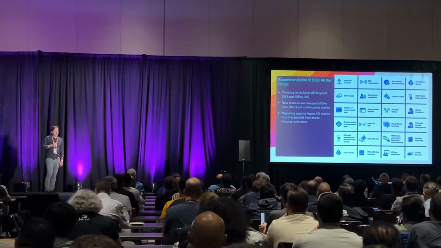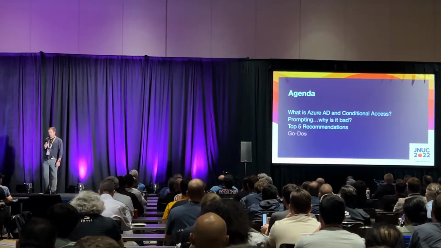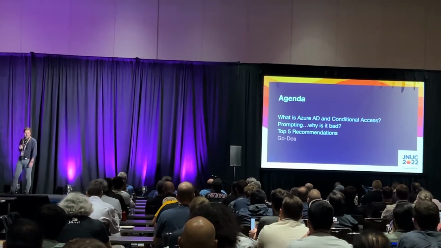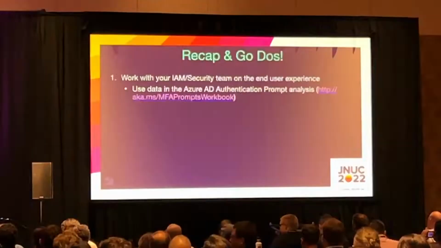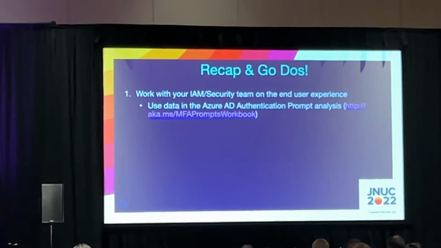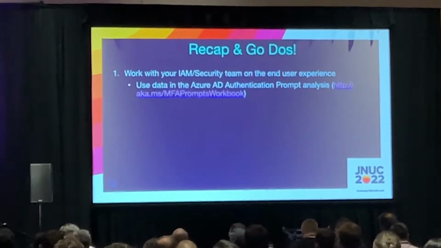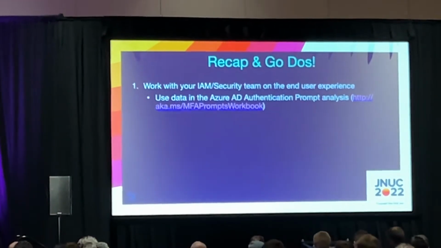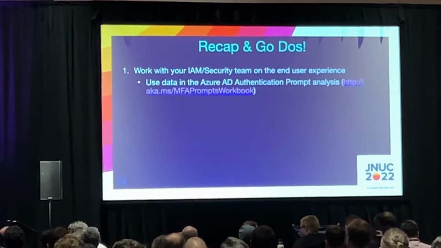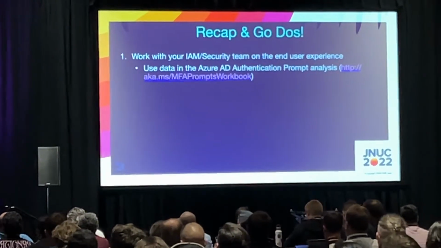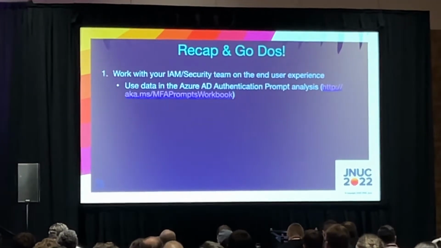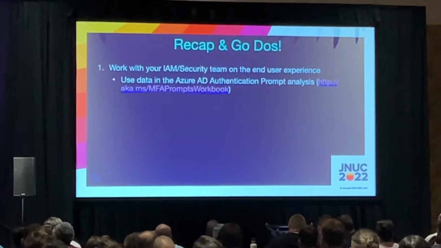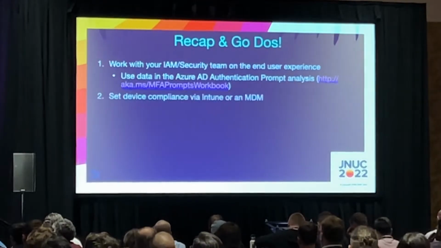And with that, I want to talk about 5 to-dos to recap, and then we can hopefully do a little bit of Q&A. So number 1, work with your identity and security team. If you're not on those teams, if you're on device management instead, work with the IAM and security teams to improve the end user experience. Figure out what data, like are you looking at the logs and the data that you have in your environment, and are you using that data to figure out what sort of investments you should be making to improve things.